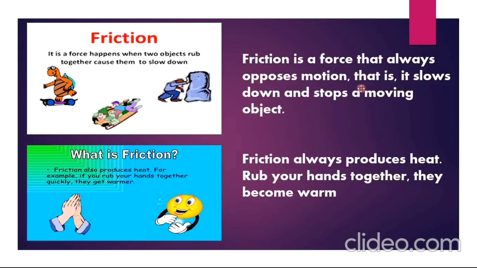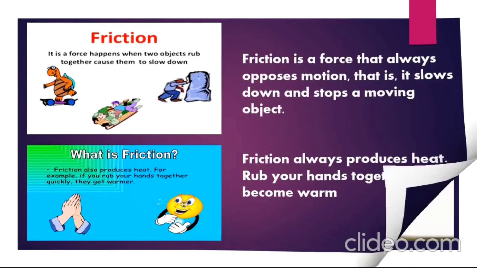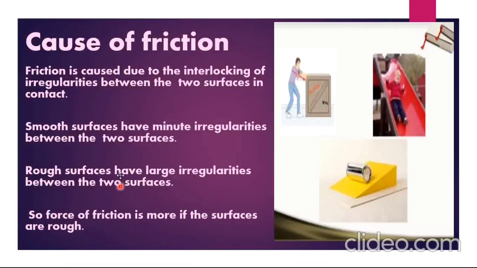This opposing force either slows down or stops a moving object. It also produces heat. If you rub your hands together, they become warm due to friction. What must be the cause of this friction? It is caused due to the interlocking of irregularities between two surfaces in contact.